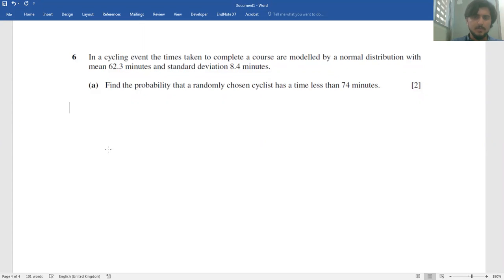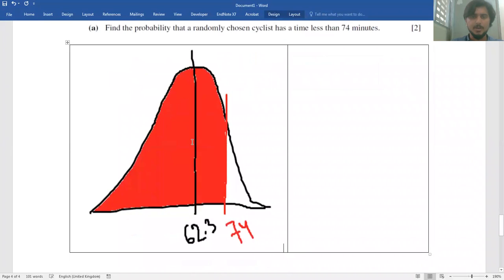62.3 and 74. And what are we trying to find? Less than 74. So this is the area that we are interested in, the area which is less than 74. I'll just share the image here as well. This just gives you a rough idea of what you need to do and how you need to do it.